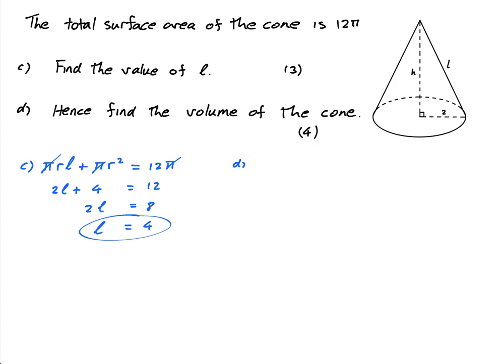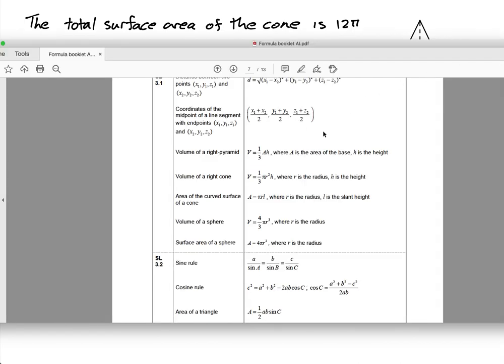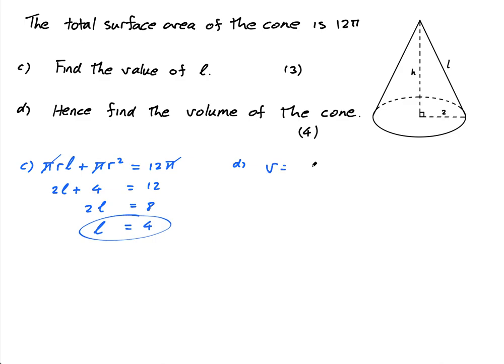And then for part D, it says hence find the volume of the cone. Now, volume of a cone, also in the formula booklet, volume of a right cone, it's a third pi r squared h. So volume is equal to a third pi r squared h. Now I have r, it's 2, but I don't have h, so I need to find this h. How am I going to find it?